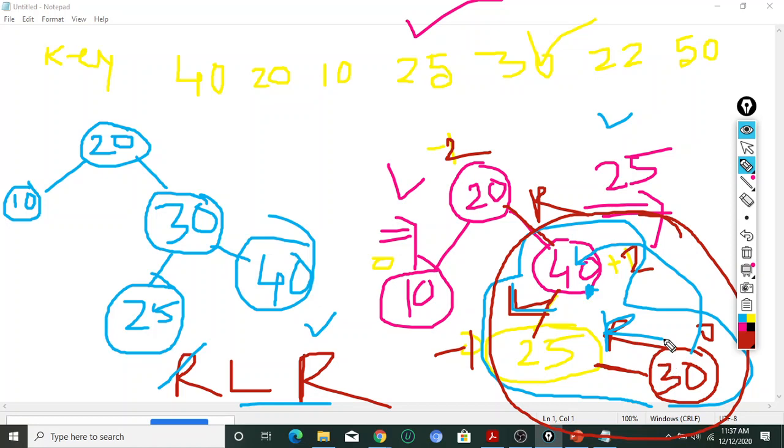LR rotation means first we perform the left, then the right. Yes or no? So the left right means it will be 40. Let me check whether I am right or wrong. Then it will be 30. This is my first step, and 25 is my left child.